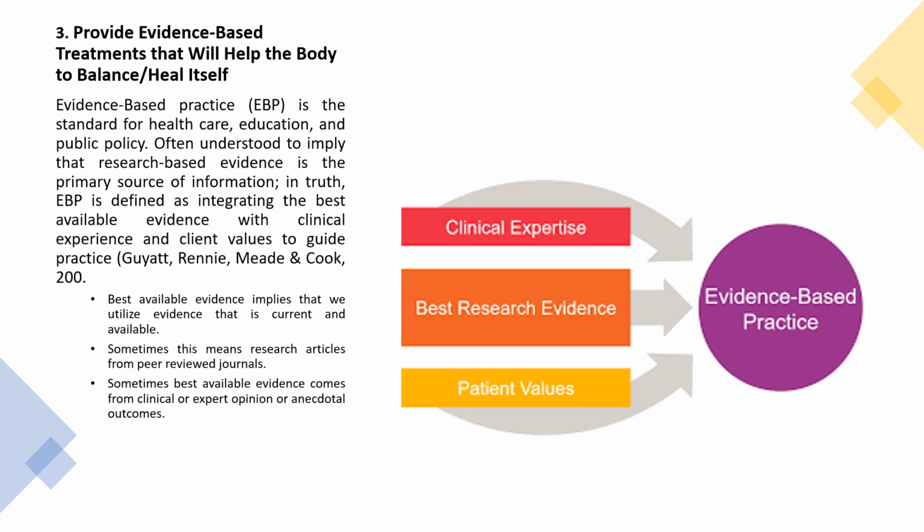And often it is understood to imply that research-based evidence is the primary source of information, but in truth, EBP is defined as integrating the best available evidence with clinical expertise and clinical experience, along with client values to guide clinical practice. And when we talk about EBP, we're talking about the best available evidence, which implies that we utilize evidence that is current and available. Sometimes this means research articles from peer-reviewed journals, and sometimes it's just the best available evidence that comes from clinical or expert opinion or anecdotal outcomes.